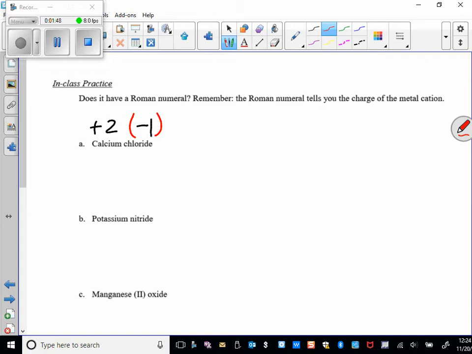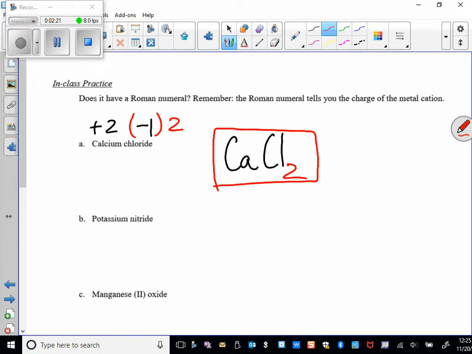I need to multiply this by a number so that it becomes minus 2 and cancels the plus 2. What can I multiply that by? 2. Now I know that this is negative 2 and calcium is positive 2 and they cancel each other. Now I'm ready to write the formula. That is Ca. Did I multiply calcium by a number? No. Therefore, calcium will not have a subscript. Did I multiply chloride with a number? Yes. Cl. And what is the subscript going to be? 2. That is my formula for calcium chloride.